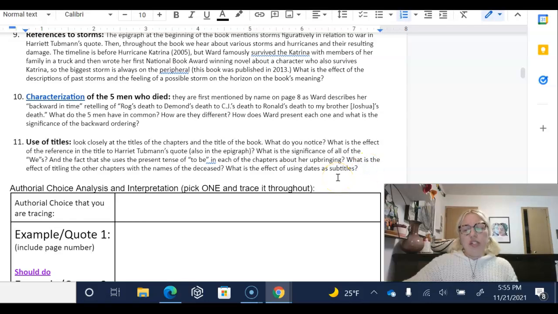All of the ways that she titles the chapters, and then looking carefully at the language used within those chapters. All right, let's take a look at a sample now.